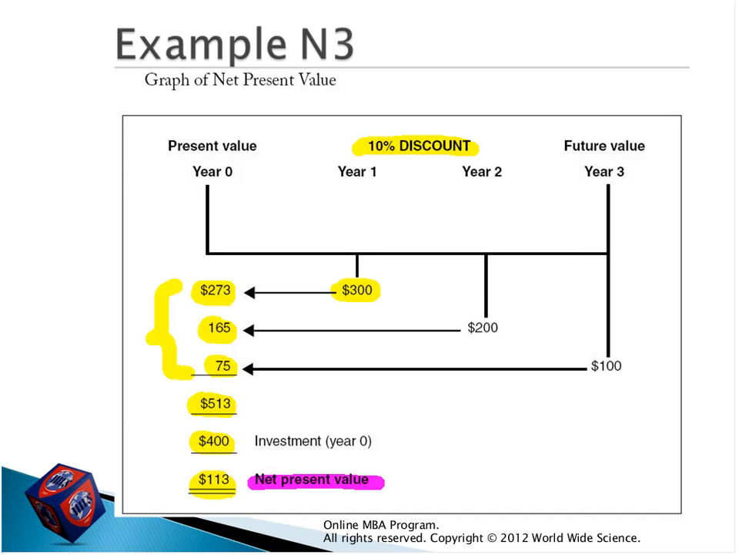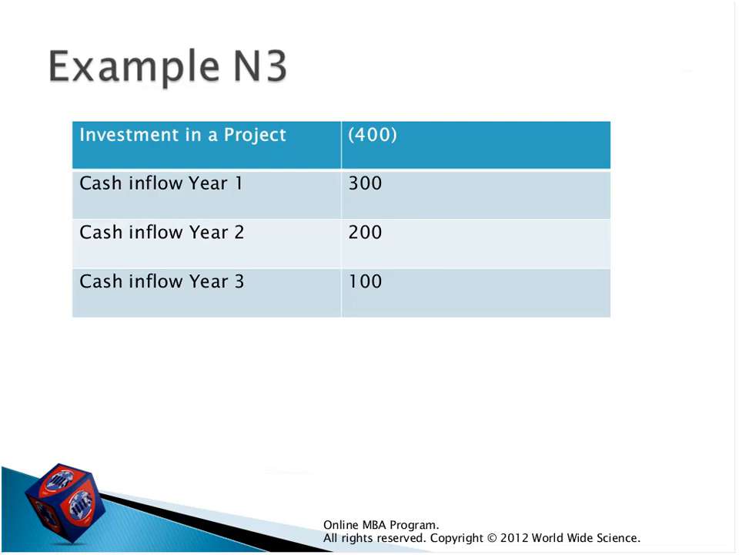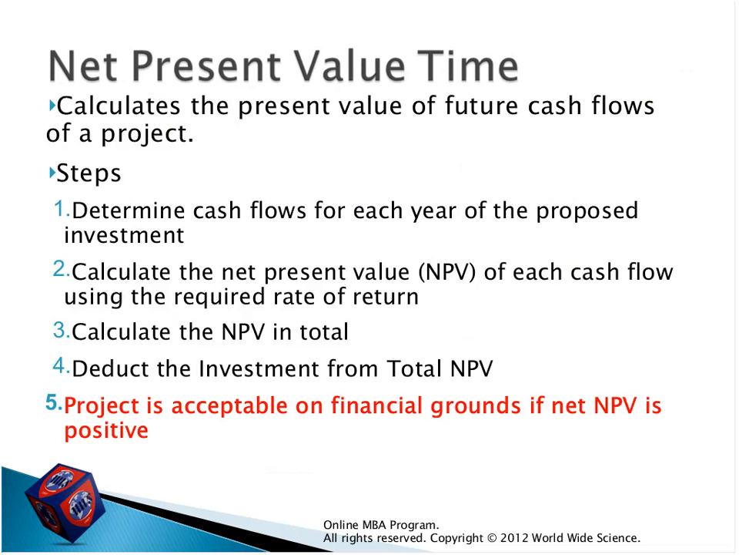I would like to show you the previous slides, which show the steps for calculating present values. Let me show you. First, this is very important. You must remember how to calculate the present value of the future cash flows on the project. The first step: determine the cash flows for each year of the proposed investment. That means you have to prepare your table of cash flow statement over the years.